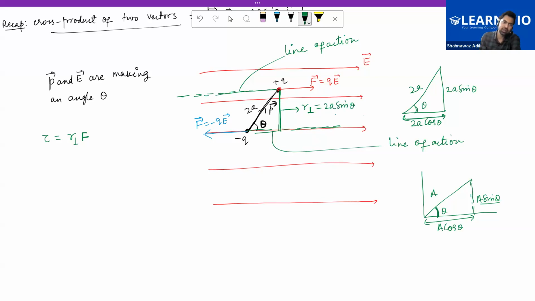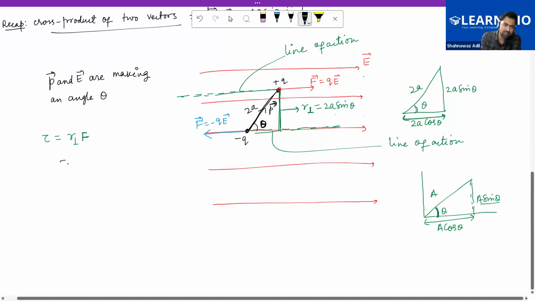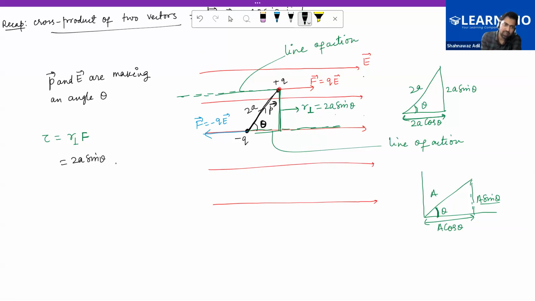Okay, so now let us write all the values. So now we can write the values. So this is 2a sine theta and F is QE, right? Let me just write this thing separately. 2AQ, and then we have E, and then we have sine theta.